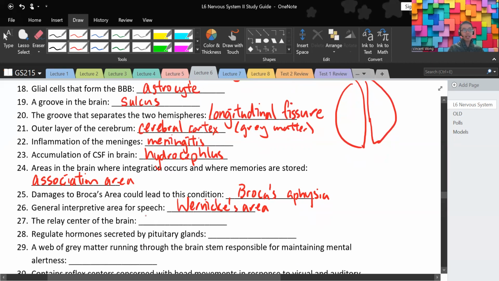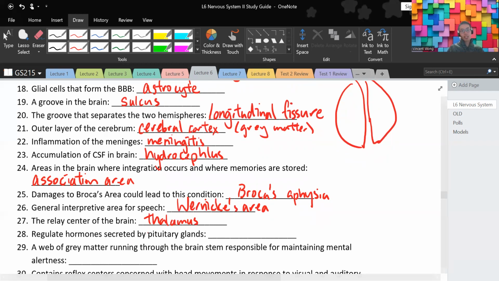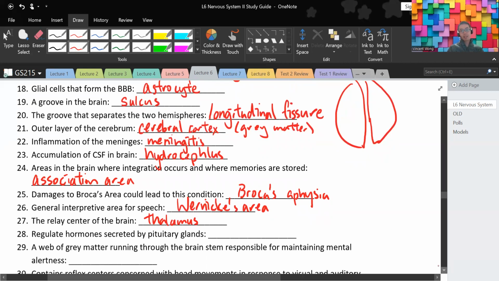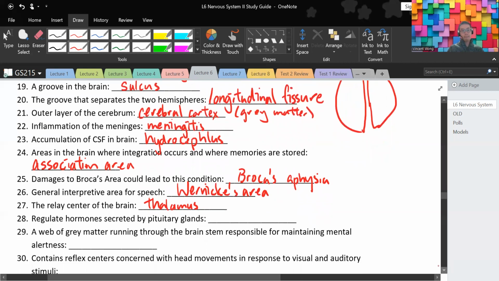Relay center of the brain, that would be the thalamus. All the sensory information goes through the thalamus before being projected onto the appropriate lobe, right? All sensory information except for smell.